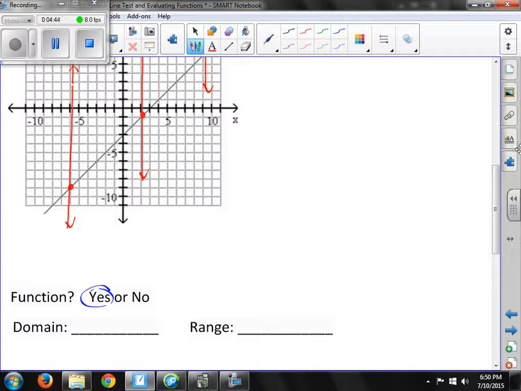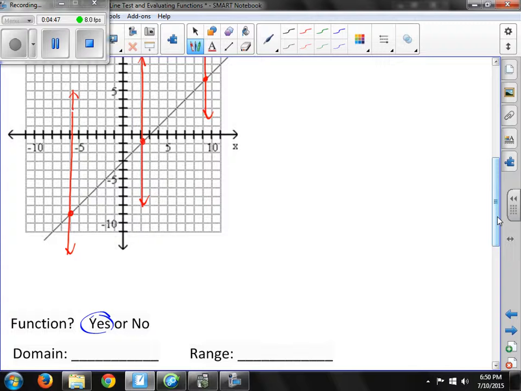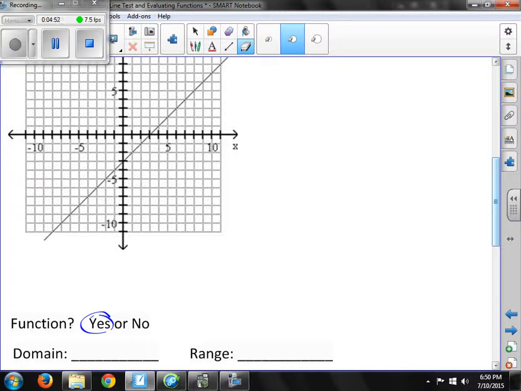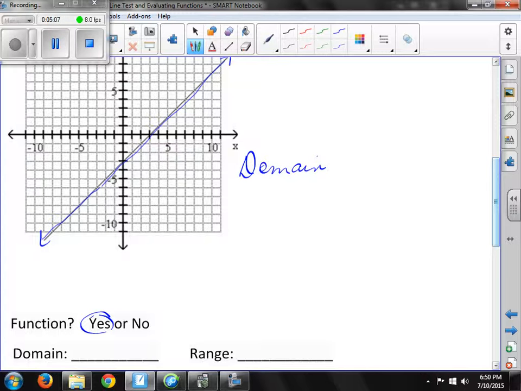Now, thinking about the domain and the range, I'm going to erase those real quick so that I can concentrate on the graph of the line. So I'm looking at this line here, and when I think of domain, I like to think of how far left and how far right. I think that's an easy way. How far left and how far right. It's from left to right.